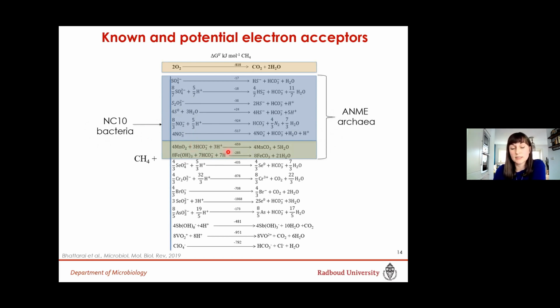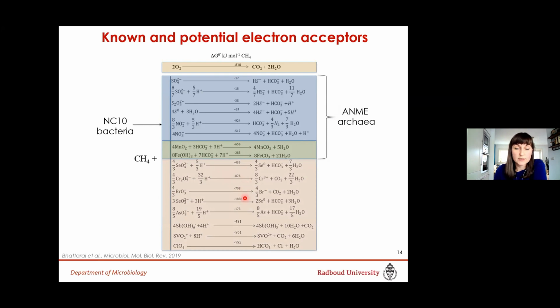And we see that these processes are happening in many different ecosystems and provide quite good energy for the microorganisms. We know also that ANME-2 archaea are involved in these processes. We know also that cytochromes play an important role in the reduction of these insoluble electron acceptors. But then there is a bunch of other metals and metalloids that, from a thermodynamic point of view, can clearly serve as very powerful electron acceptors.